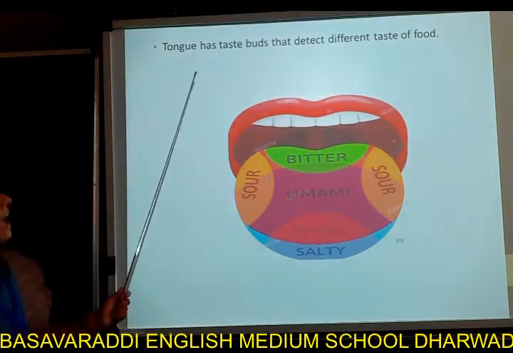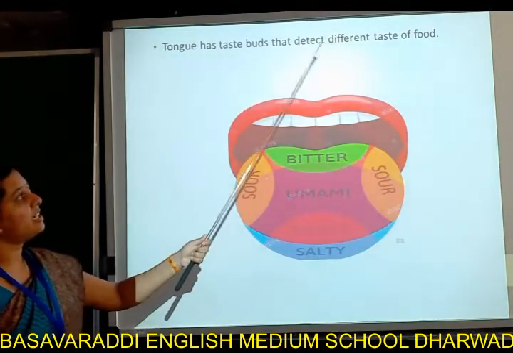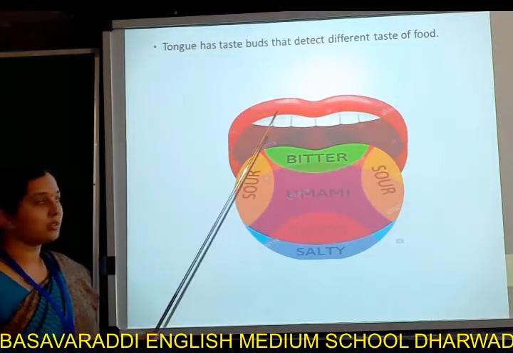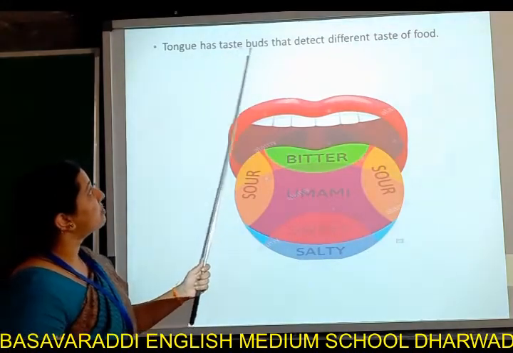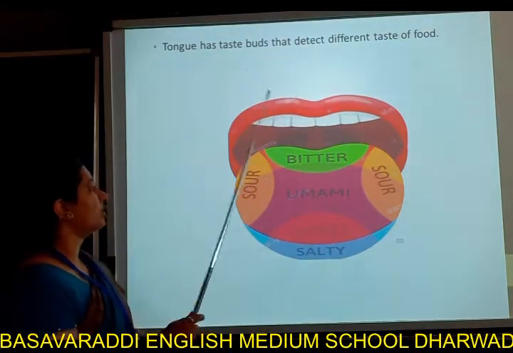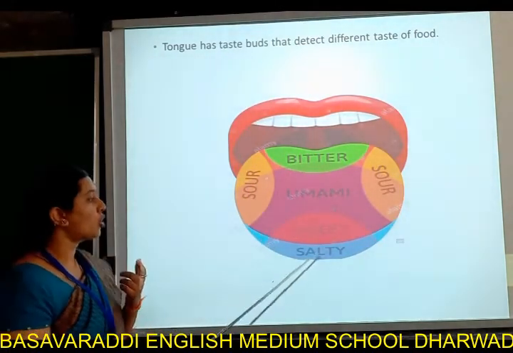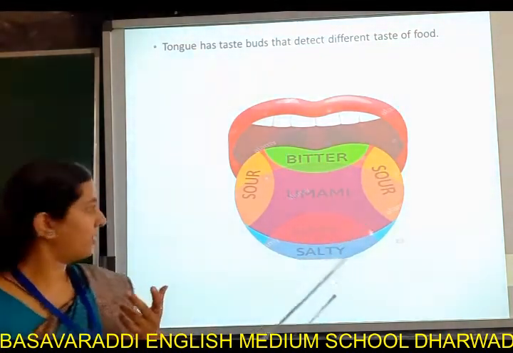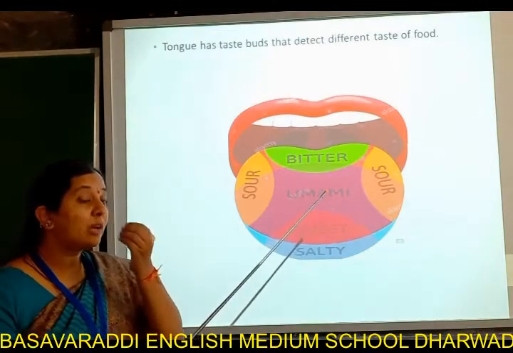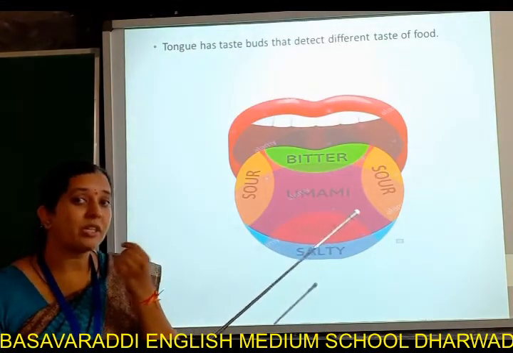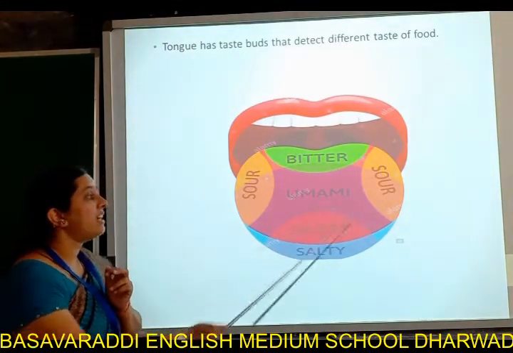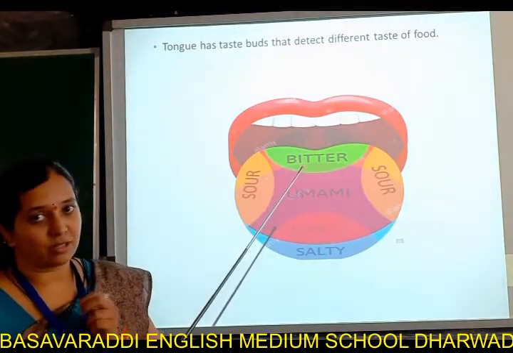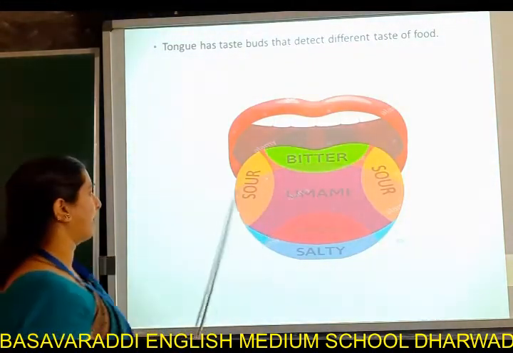The tongue has taste buds that detect different tastes of food. We have bitter, sour, sweet and salty. Yes, different tastes you have. So when you keep the food material in that particular area, you will find these tastes there.